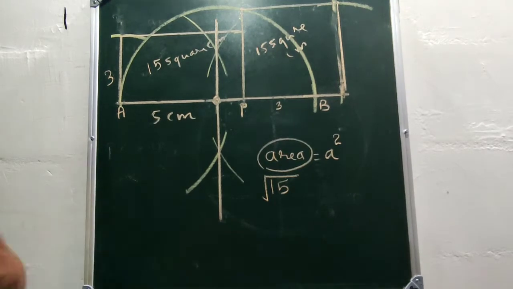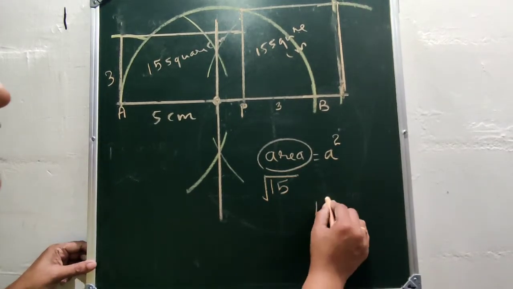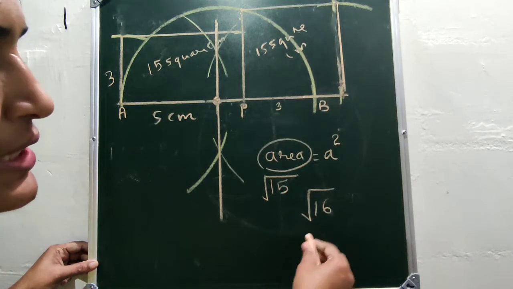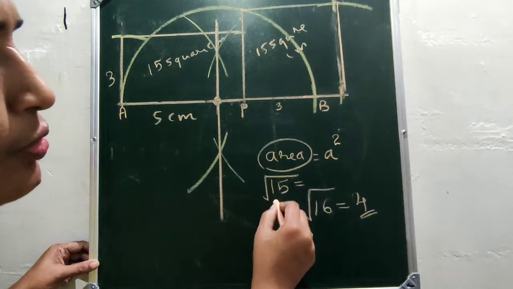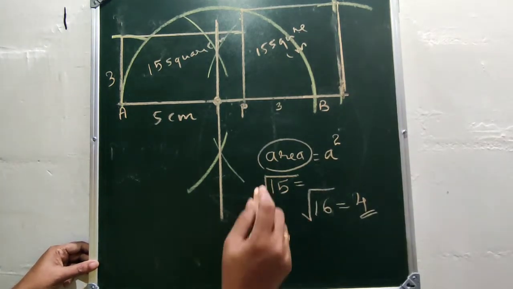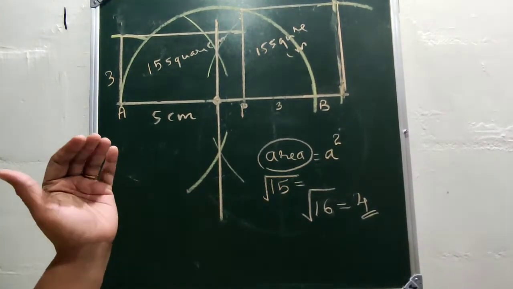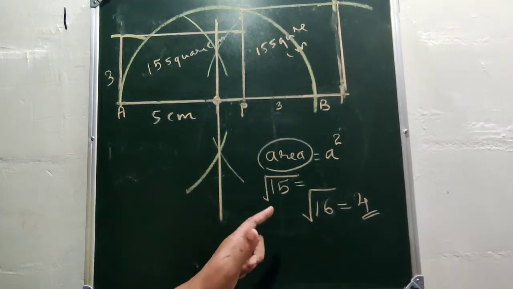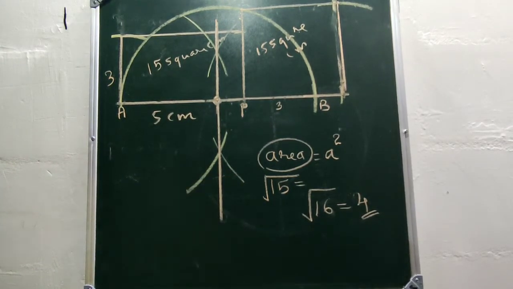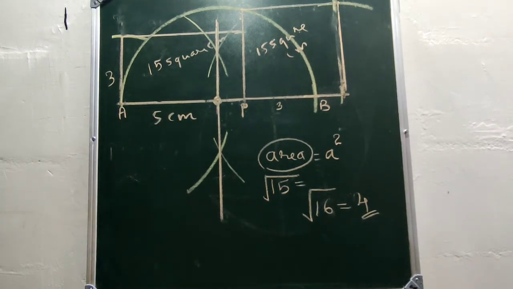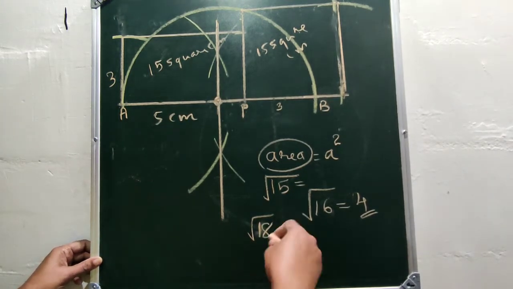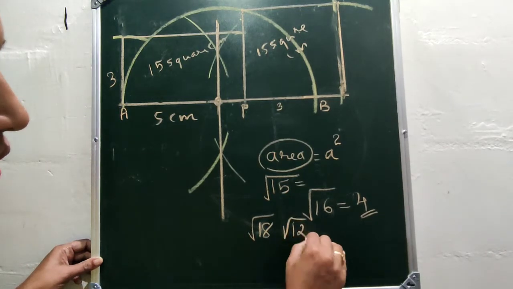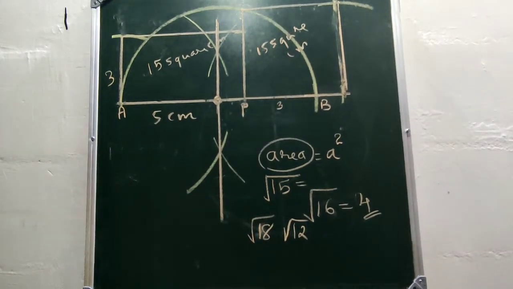So this method is used to draw irrational lengths. That is, how do we draw root 16? We know root 16 is 4. Then root 15, we cannot find its exact root. So, to draw root 15, we can use the very same method. And instead of root 15, we can draw root 18, root 12 and like that.